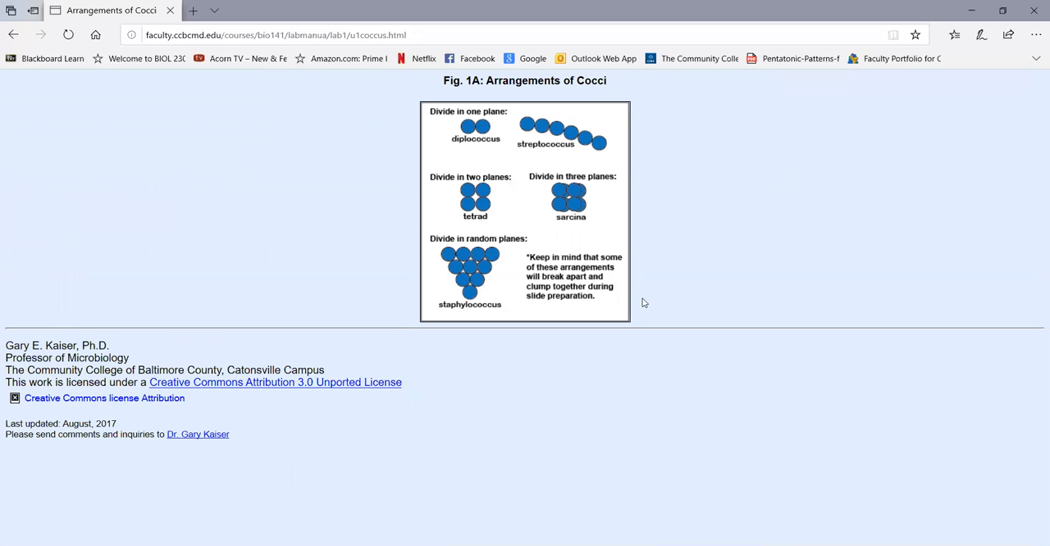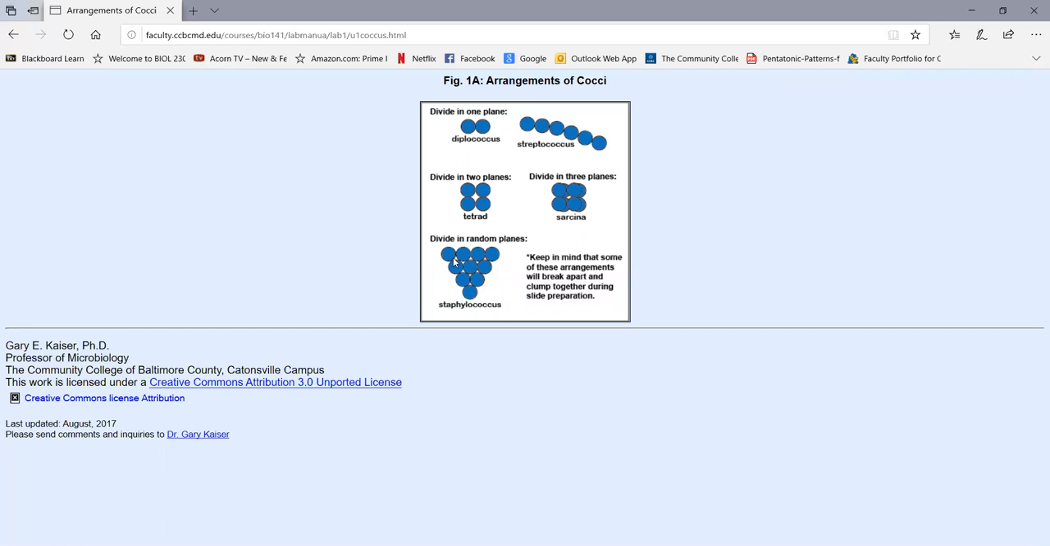Now, one thing you'll need to keep in mind when we start looking at actual slides is that when you smear the bacteria on a glass slide, especially when we take them off of a Petri plate, when the bacteria are growing on a Petri plate, they're all growing in a solid mass. They're all stuck together. So first of all, when you mix the bacteria from a Petri plate in a drop of water to spread them out and separate them, they don't all separate in a nice arrangement. Some remain clumped together. And a clump is not an arrangement.